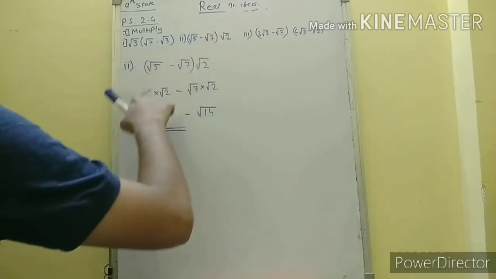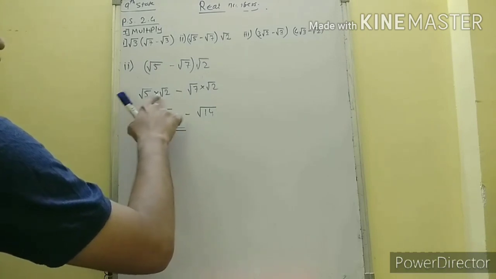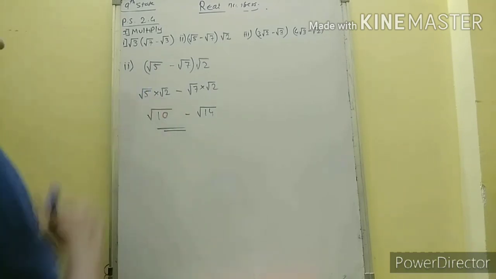This multiply by this, as both are having the same order, so 2 2, we can multiply whatever is there inside.